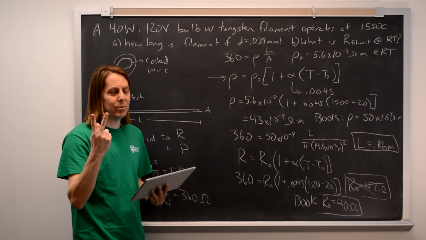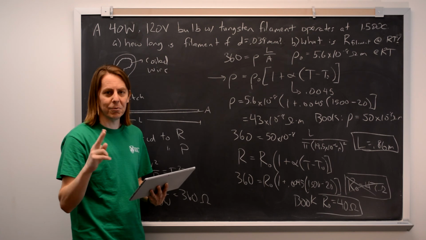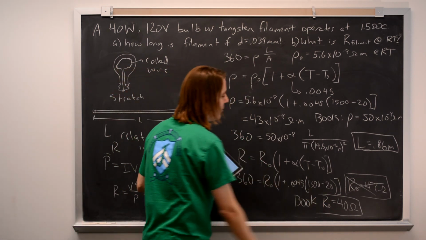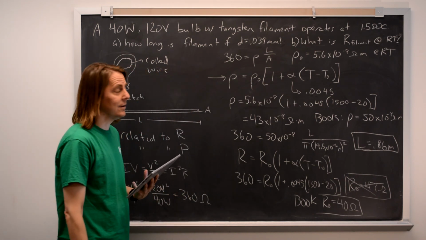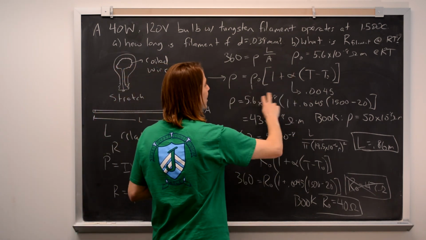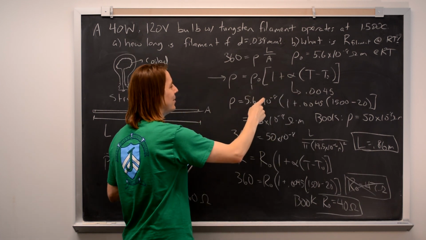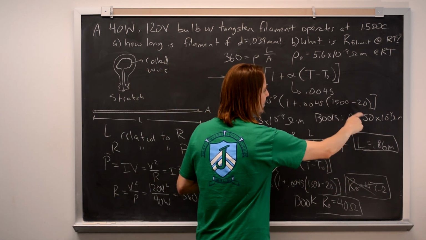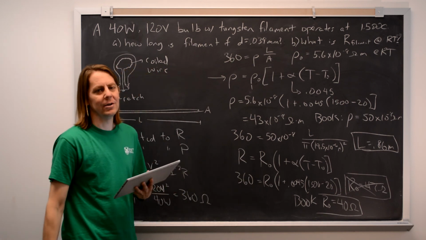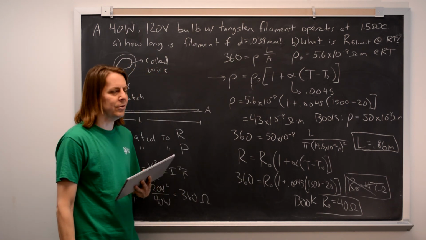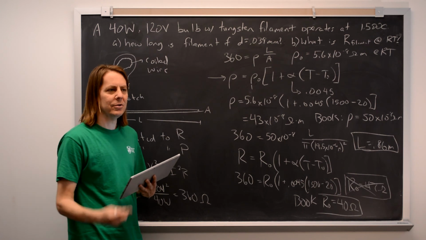I think when somebody typed it in, they switched their 4.5 and their 5.4. Because sure enough, if you use 0.0054, you get the book's answer, 40 ohms. And guess what? If you solve this now and put 0.0054 here and the standard 5.6 here, you get their value, 50 times 10 to the minus 8 ohm meters. So that's the answer to the mystery: somebody switched the two different digits.